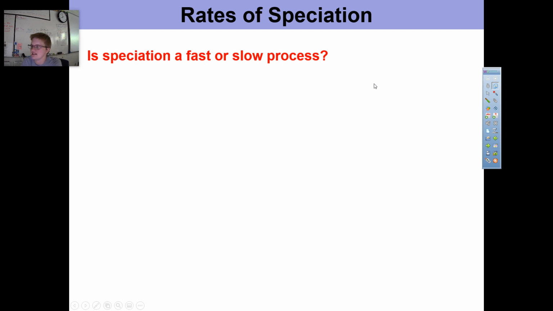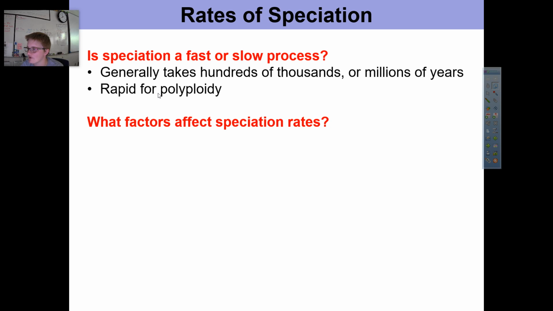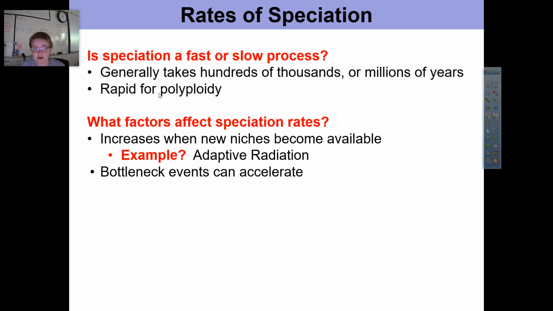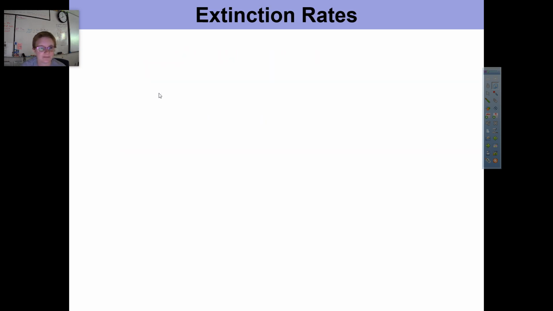So is speciation, would you say, a fast or slow process? And it kind of depends. It generally takes thousands or millions of years for them to become different enough to not be able to mate with each other. But polyploidy with plants, that's super quick. So what factors affect speciation rate? What factors make it go slow or fast? Well, if there's a lot of new niches, new environments, it's going to go really fast, like adaptive radiation. Bottlenecks can make things go fast. So if you lose genetic variation, they're going to become different quicker. Often when populations are isolated, so allopatric geographic isolation really helps when they're not able to get back together.